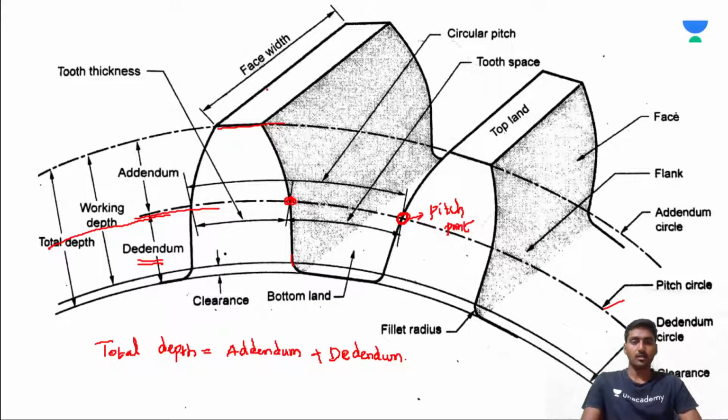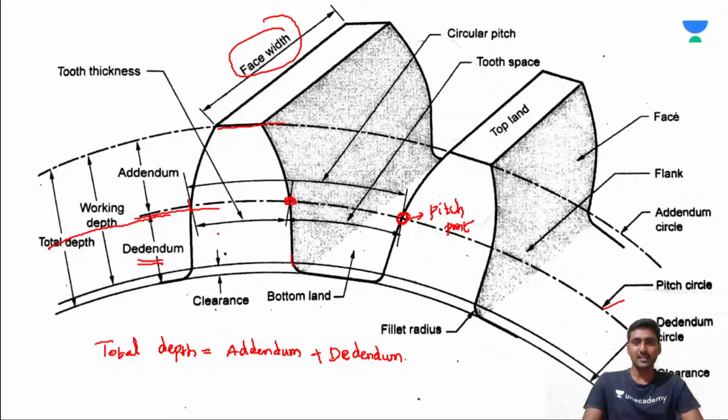Then the distance measured along the axis of the shaft, the tooth length, is called the face width. Here, the distance measured along the pitch circle from one end of the tooth to the other end is the tooth thickness.